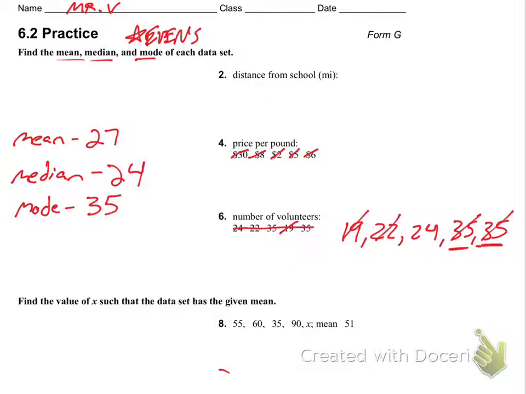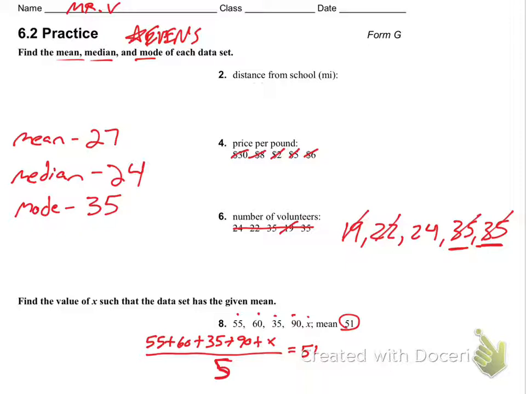All right, for the bottom here, find the value of x such that the data set has the given mean. So the mean here, or the average, is going to be 51. So let's just put this into our equation. So if I did 55 plus 60 plus 35 plus 90 plus x, because we don't know what x is, right? And then we have to divide this by 1, 2, 3, 4, 5 numbers. That's going to equal 51.